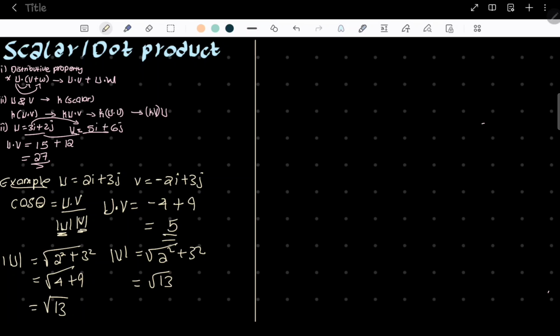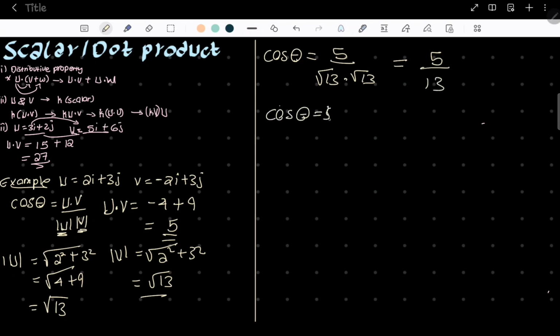I did the same thing with u and v, and I got root 13 for both. So we're gonna plug in the numbers next. When we plug in the numbers, we're gonna get u dot v is obviously 5, over cos theta, 5 over root 13 times root 13. This will equal 5 over 13. So cos theta will be 5 over 13.